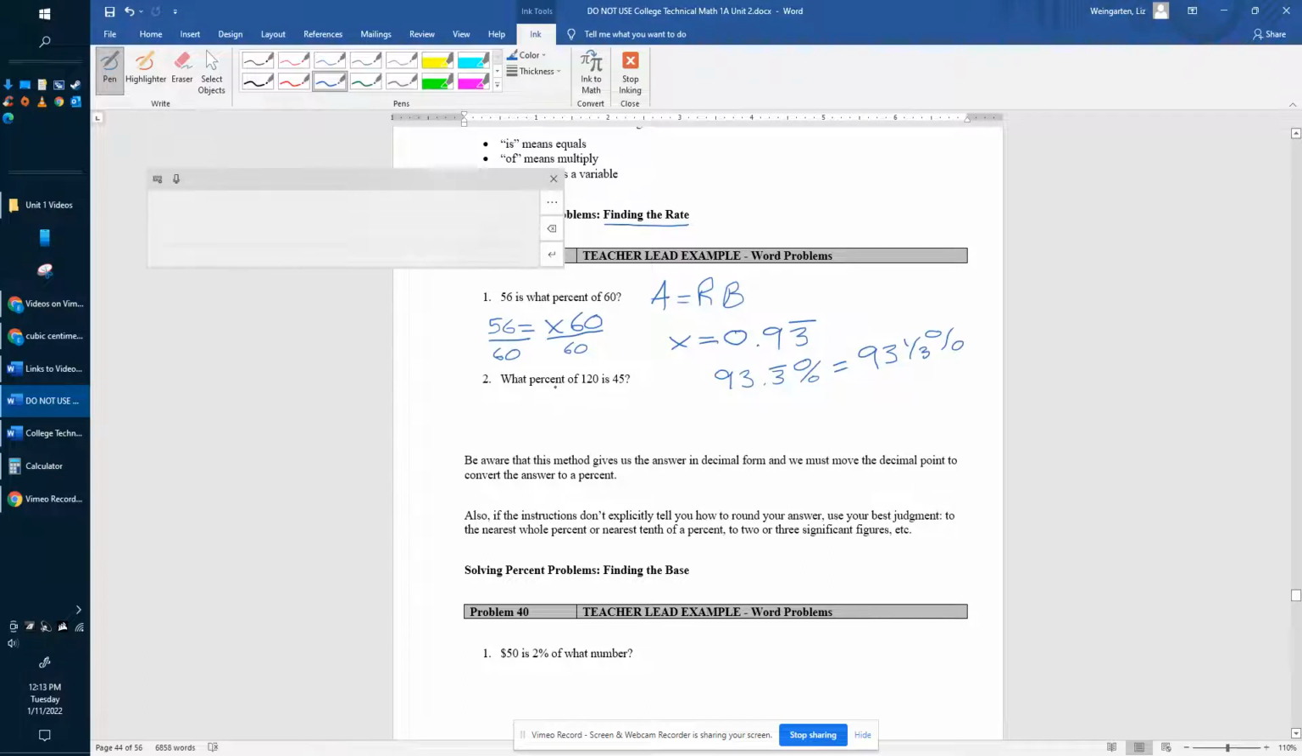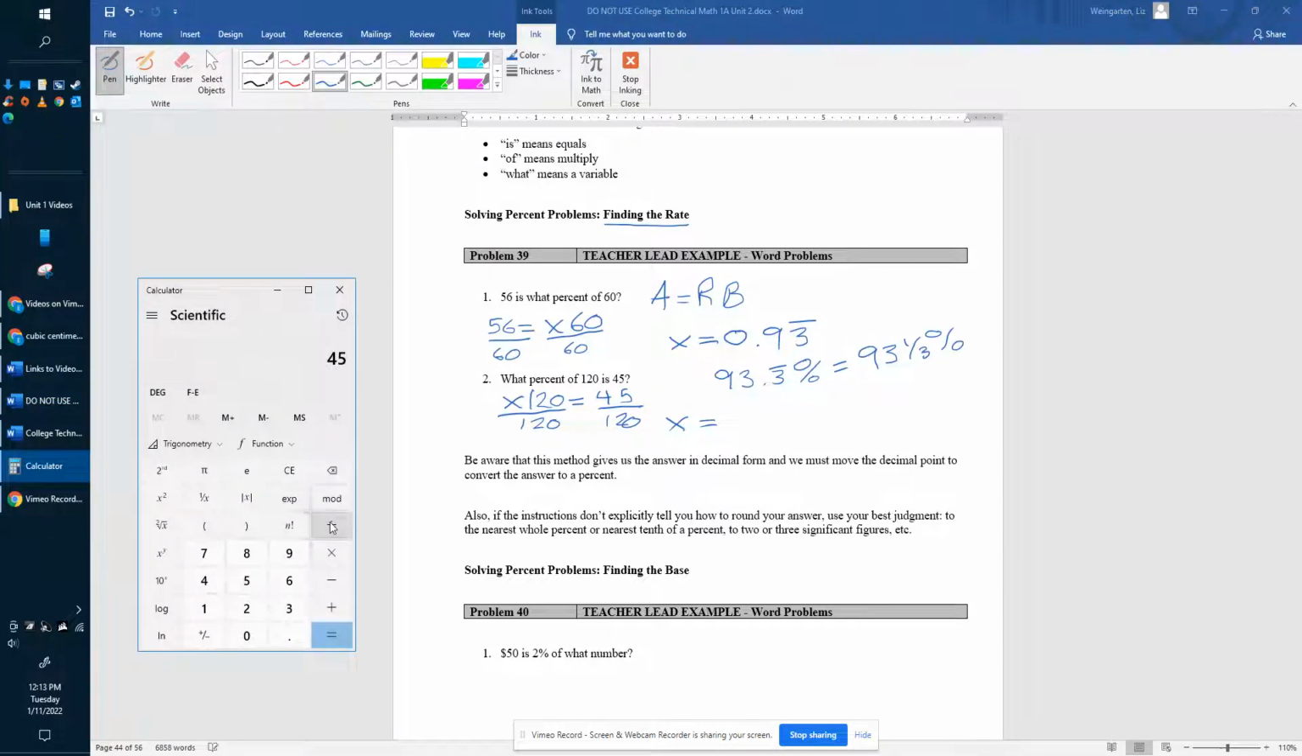Let's look at the next one. What percent of 120 is 45? So what percent of means multiply, 120 is means equals 45. We'll divide both sides by 120 and solve for x. So x equals 45 over 120, which is 0.375.